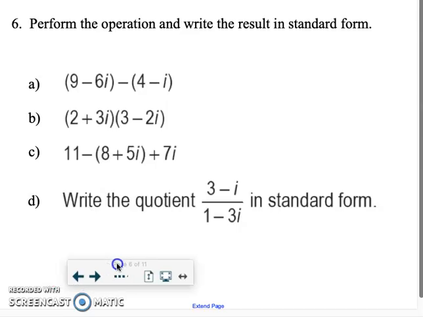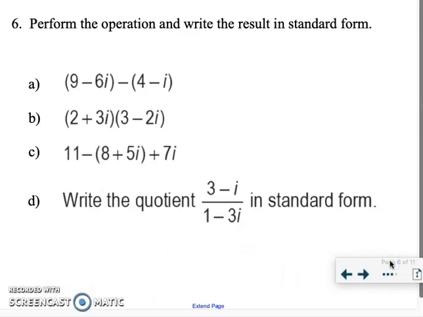All right, so next up, let's perform the operation and write the result in standard form. Again, when we've got our imaginary numbers, standard form is a plus bi. Again, trying to put it in that format. So for this next problem, when we go to work here, we're going to say 9 minus 6i. That's unchanged, but I have to distribute my negative through. So minus 4, now plus i.